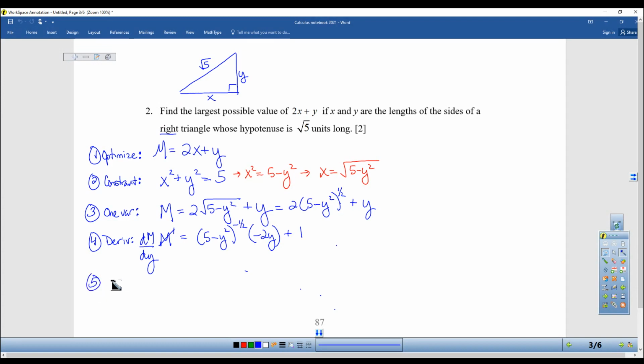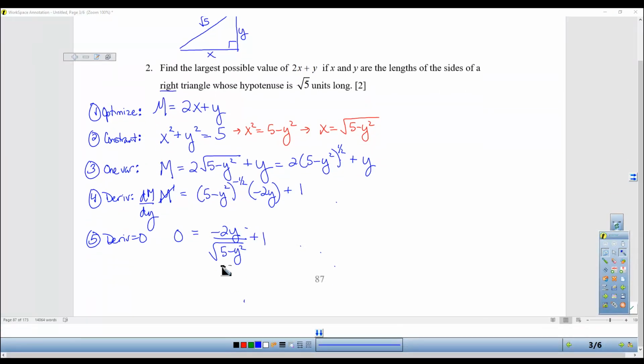Step 5, let the derivative be equal to 0. So this is my derivative. I'm going to rewrite it a little bit. Negative 2y over the square root of 5 minus y squared plus 1. Now, this is pretty challenging to solve. My first instinct would be to put the 2y over here. And then I personally would clear the fraction.